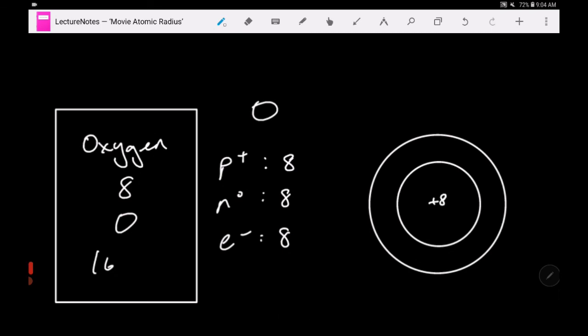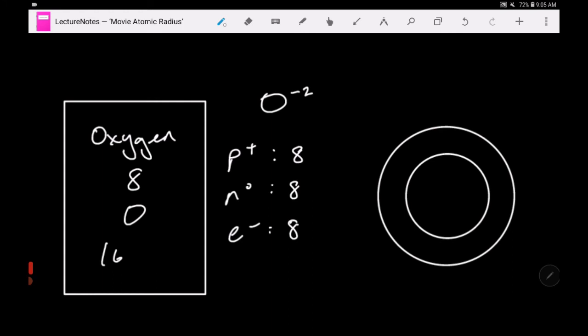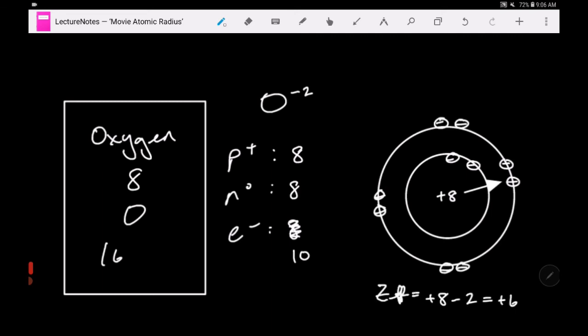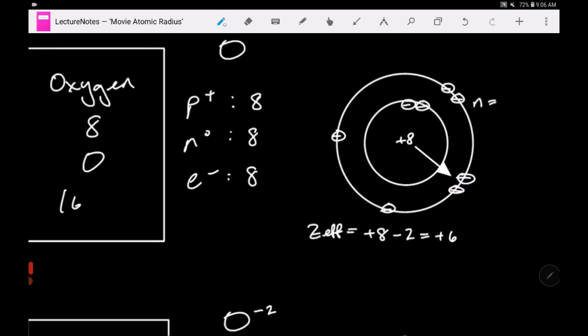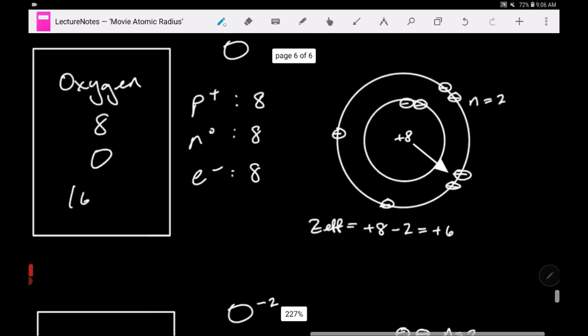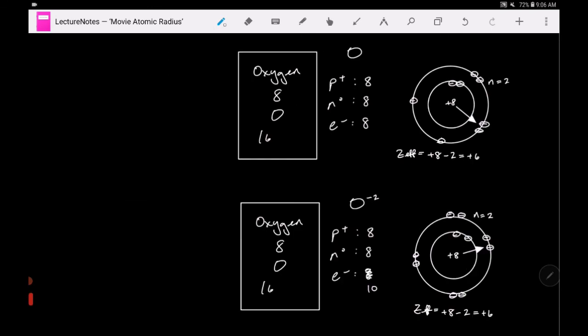Oxygen has 8 protons and 8 electrons, and the radius is from the nucleus to the electrons. The effective nuclear charge for an oxygen atom is +6. The oxide ion has an extra 2 electrons. The effective nuclear charge is +6. The valence electrons here are in the 2nd energy level, and the valence electrons here are in the 2nd energy level. So at first glance, it looks like there's no difference between the two.